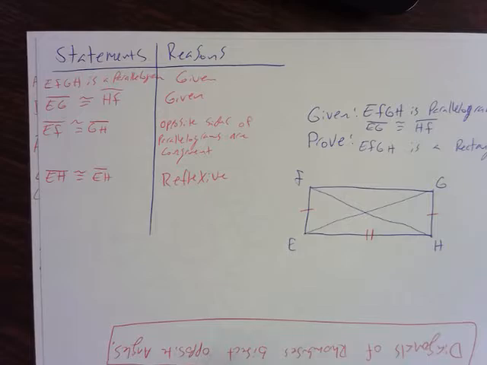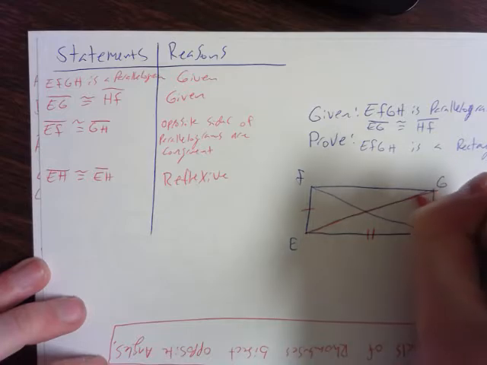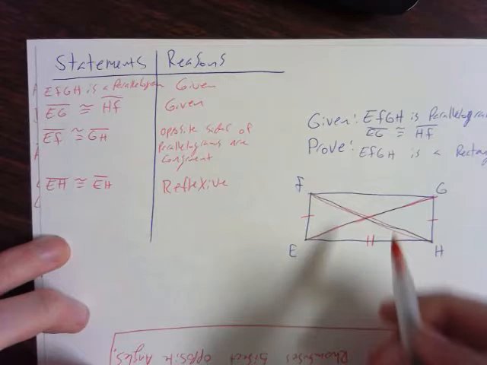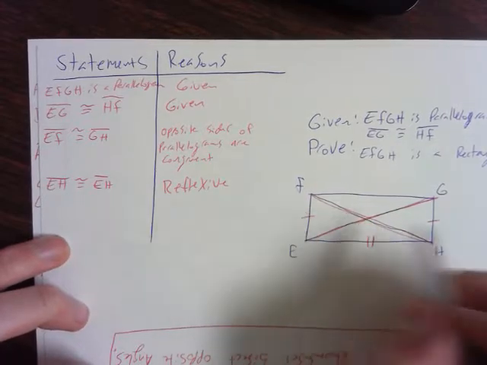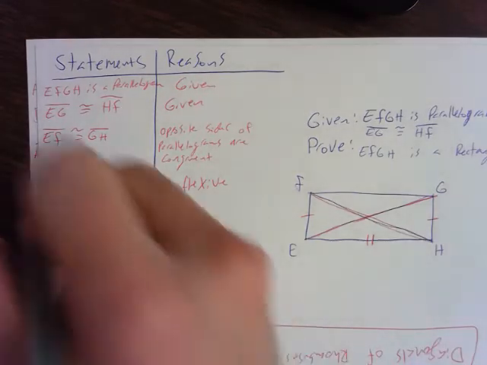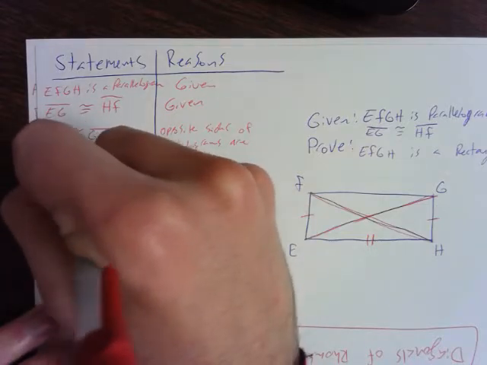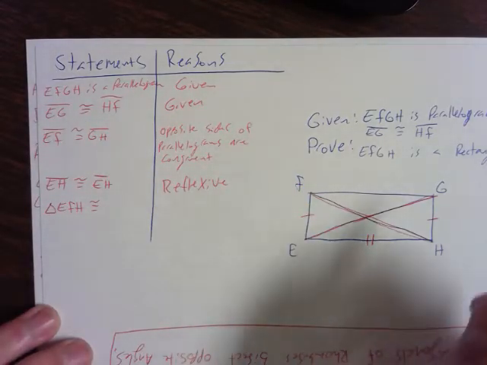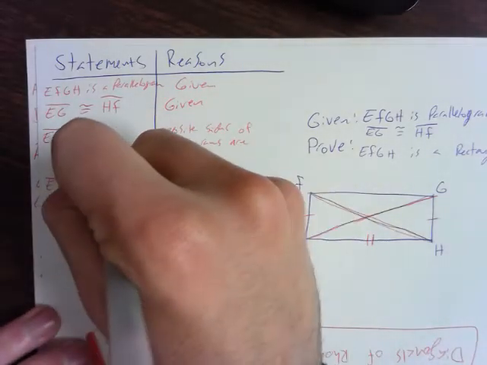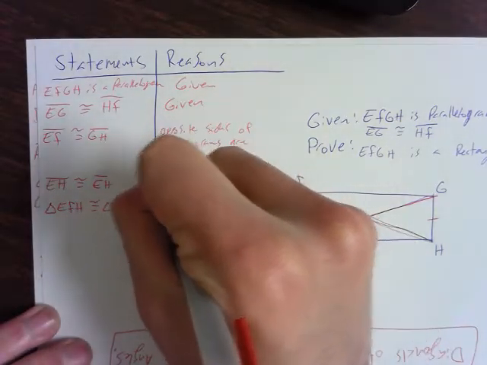Okay. And since I've been given that line segment, I'll just draw a line here, that this line, this diagonal, is congruent to that diagonal. I really have a side, side, and another side, and a side, side, and another side. So I can prove that triangle EFH is congruent to triangle HGE or GHE by side, side, side.